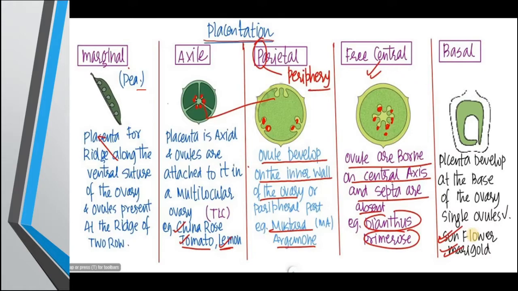Now free central, that means ovules are borne on the central axis inside, in the central position, but the septa is not present. In axile we can see they are present on the central axis, but septa is there. This mid wall is known as septa. Different locules are there. Here no septa is there. For example, in primrose. Now in basal, the placenta develops at the base of the ovary, and here the ovule is always single. For example, in sunflower. So in this way there are 5 types of placentation.